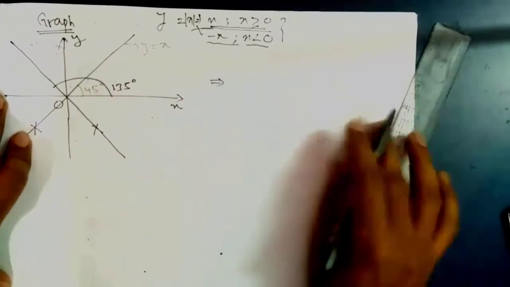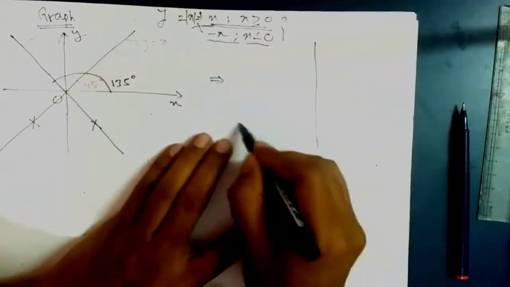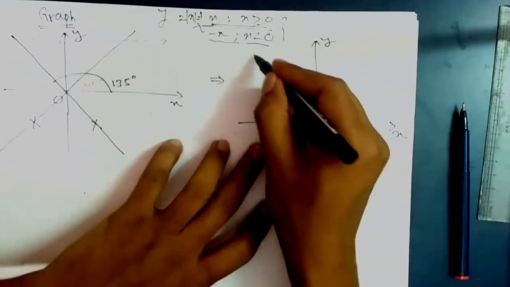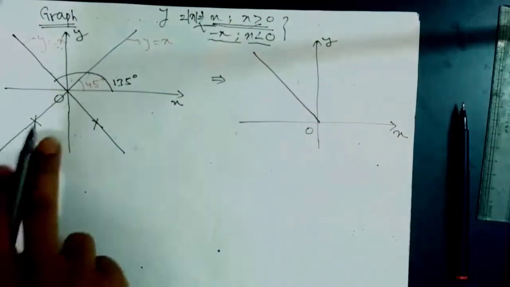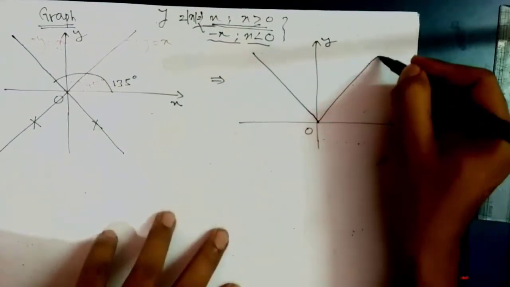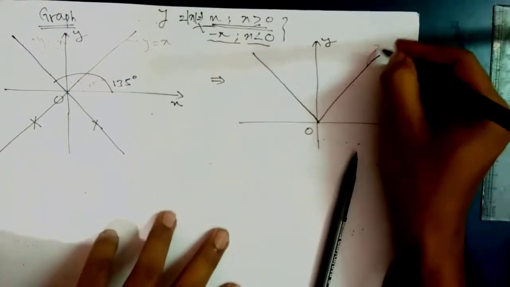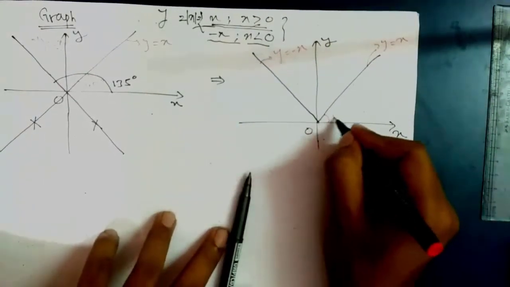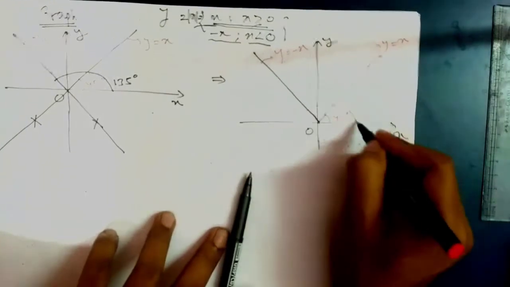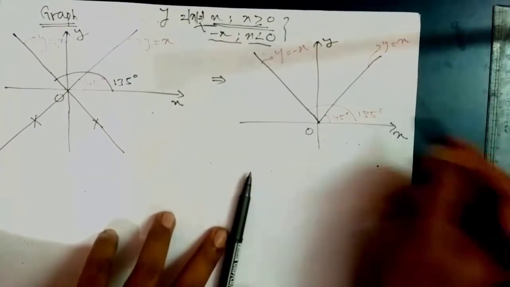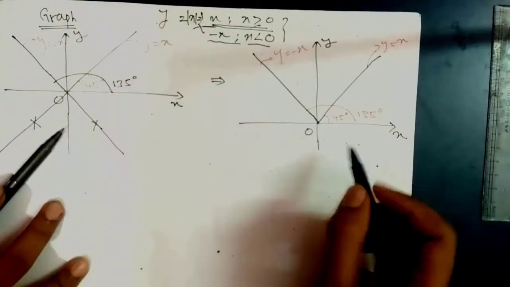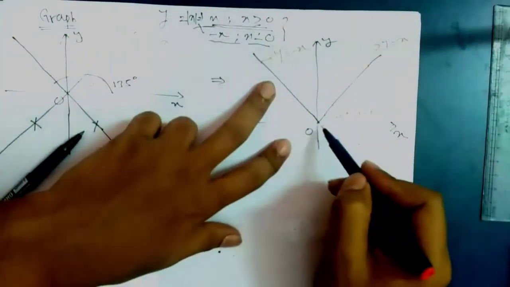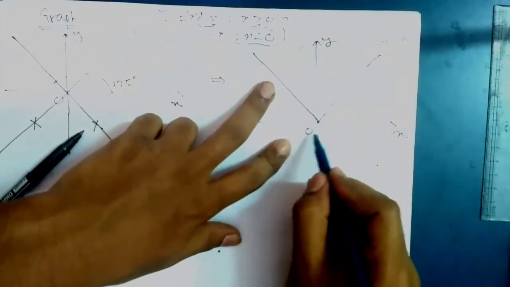If you combine this, you'll get a graph like this. This is the y-axis, this is the x-axis, this is the origin, and after removing these two parts, the graph will be like this. For y is equal to x, the angle will be 45 degrees because tan 45 is equal to 1, and for y is equal to minus x, this angle will be 135 degrees because tan 135 is equal to minus 1. This is a continuous graph. Why is it continuous? Because you don't find any breaks in the graph. It passes through the origin, and at x equal to 0, the value is 0.